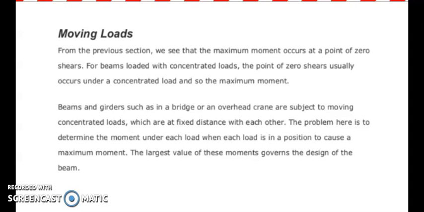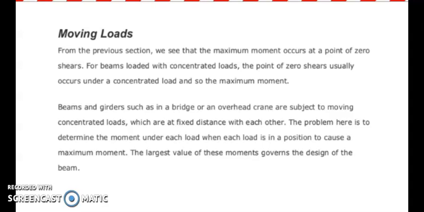An example of a beam and girder is a bridge or an overhead crane that is subject to moving concentrated loads which are at a fixed distance from each other. The problem here is to determine the moment under each load when each load is in position to cause a maximum moment. The largest value of this moment governs the design of the beam.